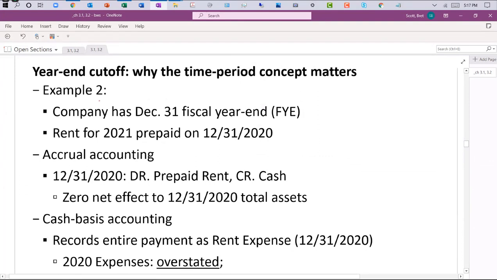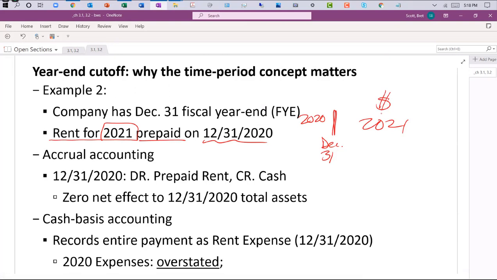Example 2, the company has a December 31st fiscal year end still. Now, in this situation, the company is going to prepay its 2021 rent on December 31st, 2020. So we're at 2020, Dec 31. In 2021, we're going to use warehouse space or office space. We're going to prepay this rent right now. Here's the problem. We haven't used any of the rental space because tomorrow hasn't happened yet. We will start using the rental space starting on January 1st, 2021. It's currently the day before, December 31st.